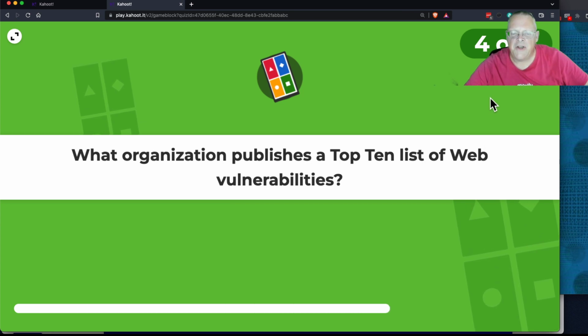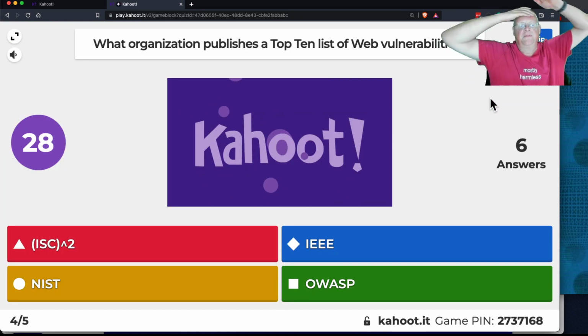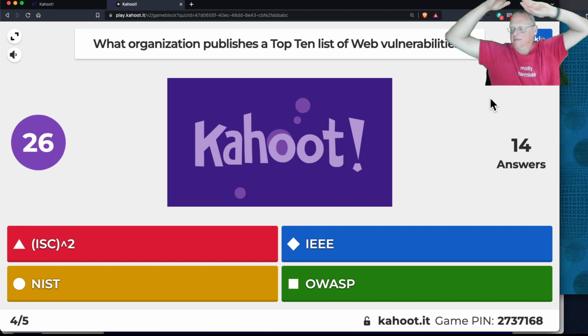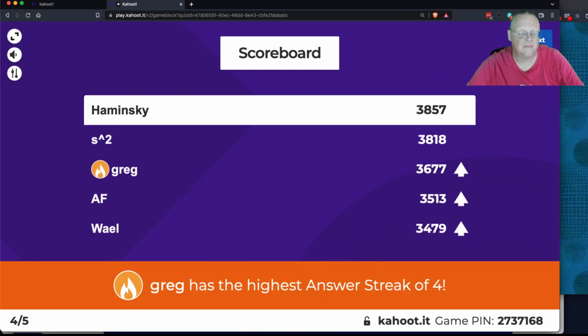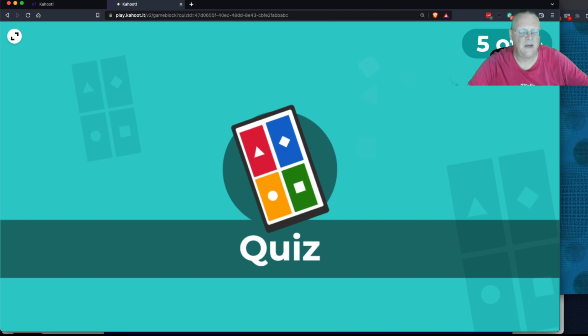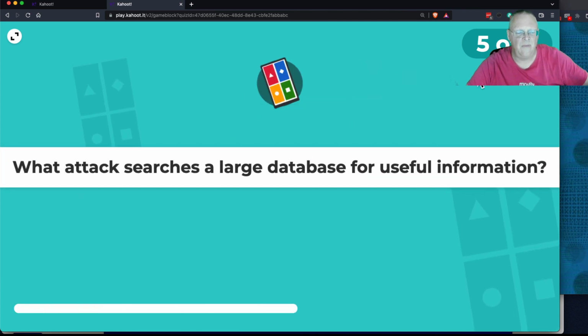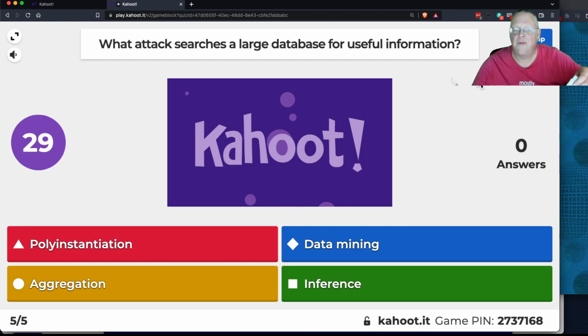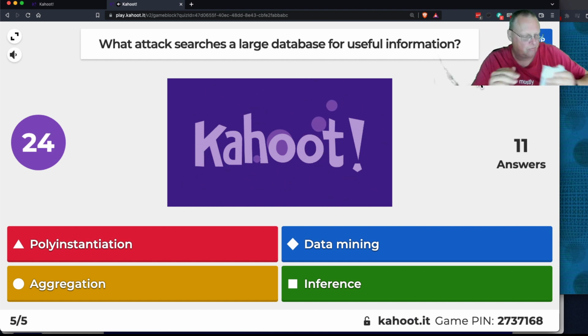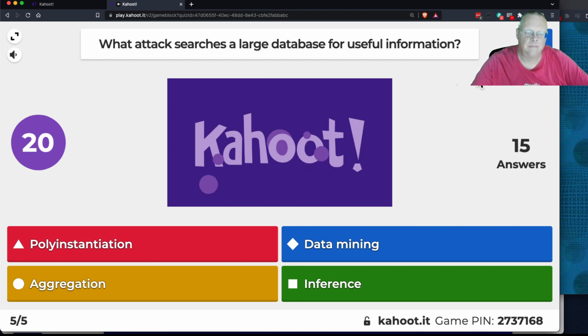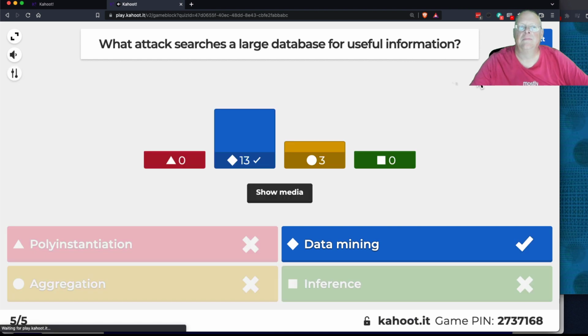And who puts out the top 10 list of web vulnerabilities? Yep, that's OWASP. Good. And which attack searches a large database for useful data? All right, that's data mining. Good.